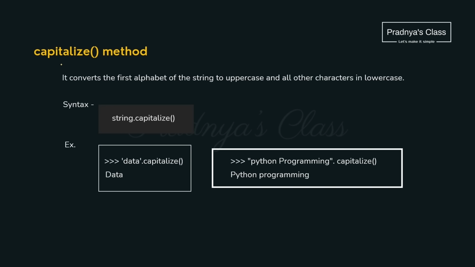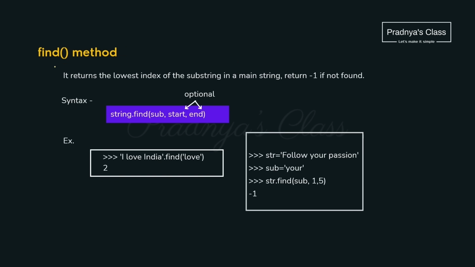Here is one more method, that is capitalize. It will convert the first alphabet to uppercase. It will not touch the other characters. Look at the example. We applied the capitalize method on the string data. So only the first character or the first letter got capitalized.